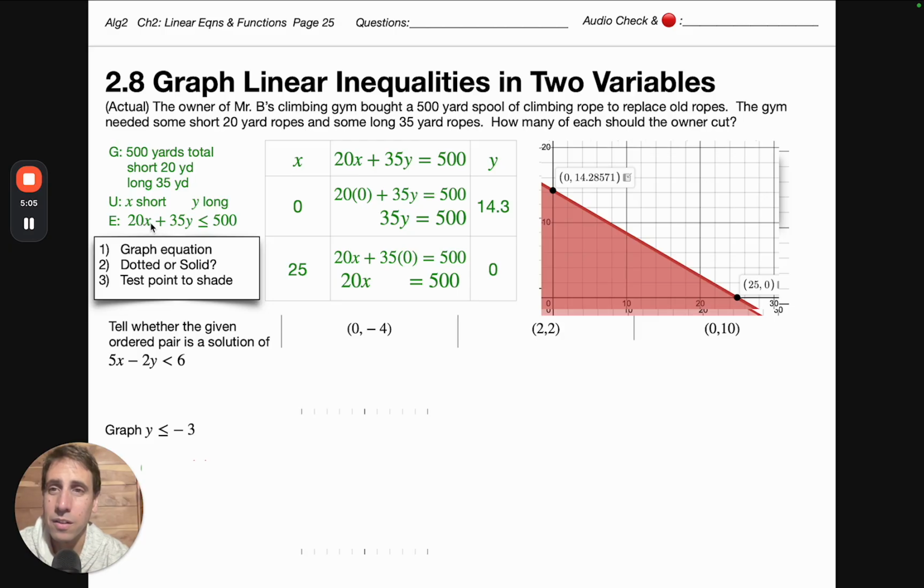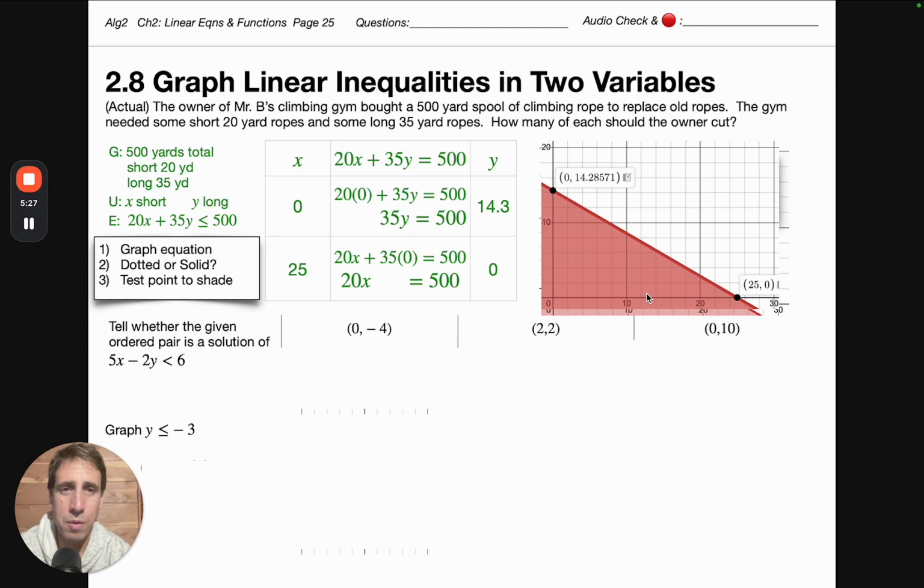20 times x is 0. 35 times 0 is 0, and 0 is less than or equal to 500. So I'm going to shade in the region that contains 0, 0, which is down here. All of these points represent possibilities that the gym owner had, and I'll show you a few of them.